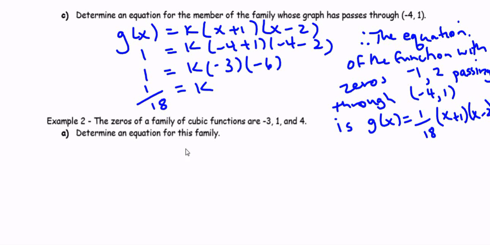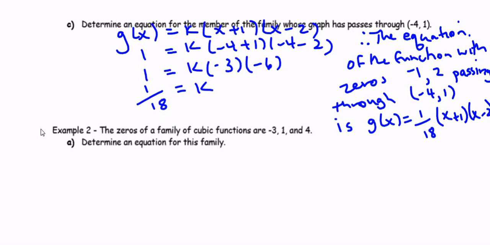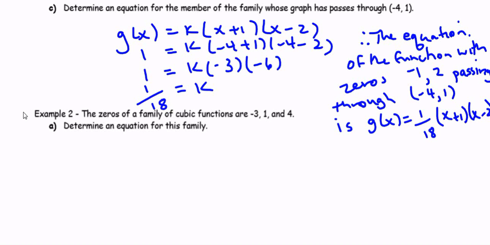Okay, I'm back, and sorry about that. There's the solution. So the equation would be, the k value is 1/18 with your two factors. Okay, super easy, right guys? And it's the same process here. Now we have a cubic, and we're going to do the same thing.